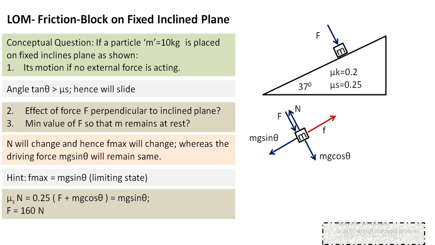So if we apply a force of 160 Newton, it will be in the limiting state. If you apply a force smaller than 160 Newton, it will have a downward acceleration. And if you apply a force greater than 160 Newton, it will still be at rest, but in that case it will be in a static state. At F equal to 160 Newton, it is in the limiting state. That's the minimum force we need to apply to keep it at rest.